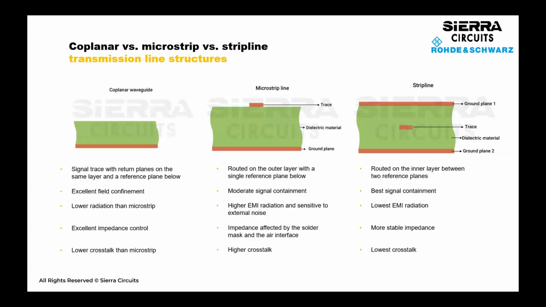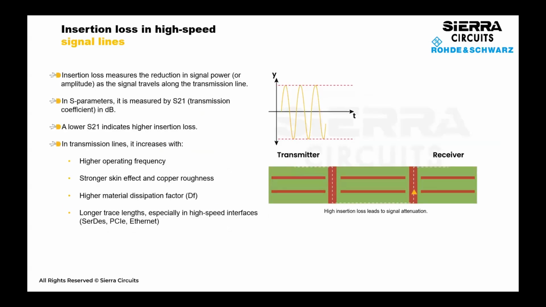And on the right is a stripline. The stripline is buried between two reference planes. This offers the best field containment, lowest EMI, and the most stable impedance. Knowing your PCB stackup is important when you're designing these as well. What kind of material selections are there? We're going to talk about that as well.